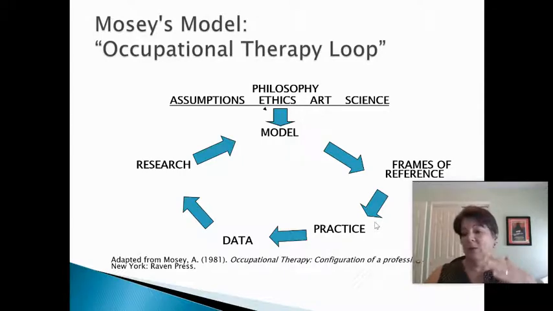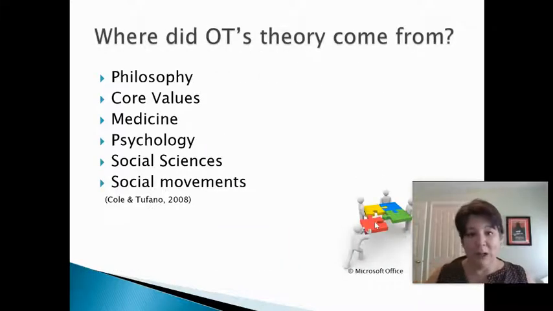It started that way from the very beginning, when we had the idea of moral treatment. We would put that into practice and we started to get more ideas about what would work. I think about Eleanor Clark Slagle, and you might say that her model was moral treatment, but her frame of reference was her habit training. And that is how theory began in occupational therapy.